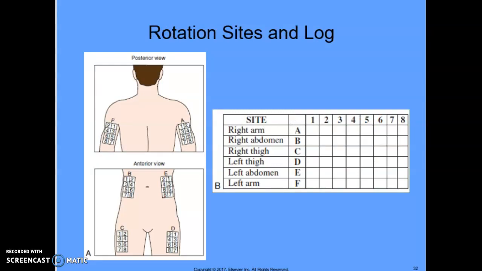I also mentioned keeping a record of rotation sites. This is what a rotation site log looks like: right arm, right abdomen, right thigh, left abdomen, left arm. That way you can rotate the sites and not give into the same location and damage tissue.